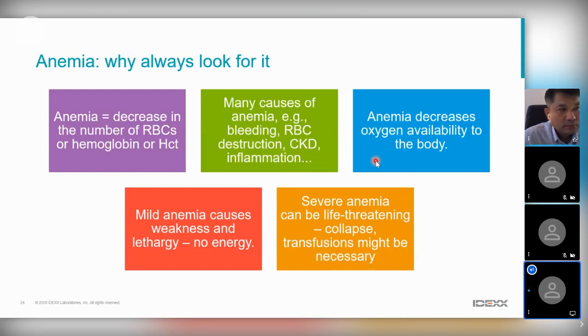Along with this, anemia decreases the oxygen availability to the body, because RBCs carry oxygen to the body. So if RBCs decrease, that availability will decrease, and in turn will have an effect on every cell of the body. When we talk about the severity of anemia, mild anemia causes weakness, lethargy, or low energy, because the cells to provide energy are fewer in number. Whereas in severe anemia, where the red blood cells are very few, it can be life-threatening, the animal may collapse, and transfusions are necessary in those conditions. So these are the 5 bullet points when we are looking for anemia.